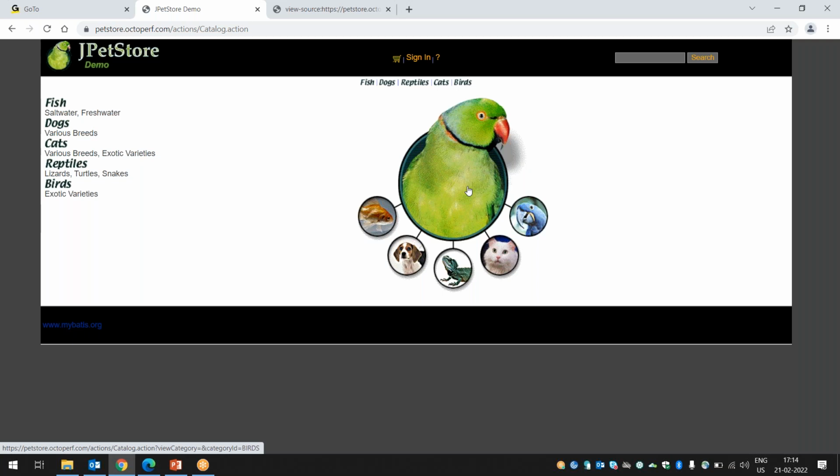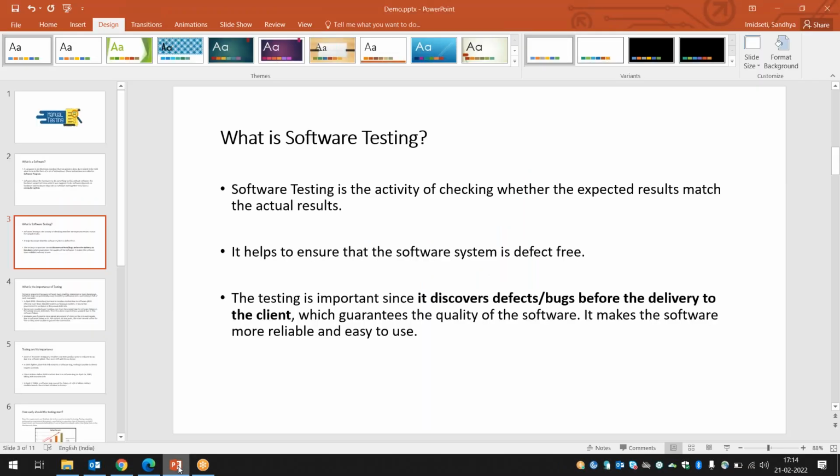So checking what the system is supposed to do and what it is not supposed to do is nothing but software testing. These are the things we are going to do in our job as software test engineers. Hope you guys are clear.